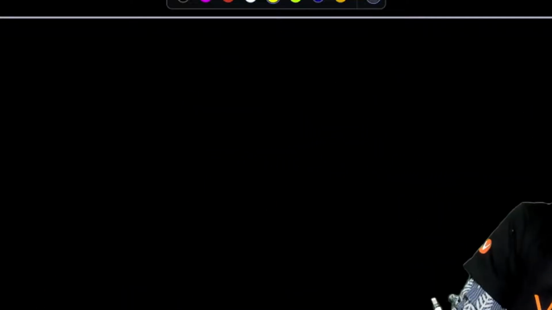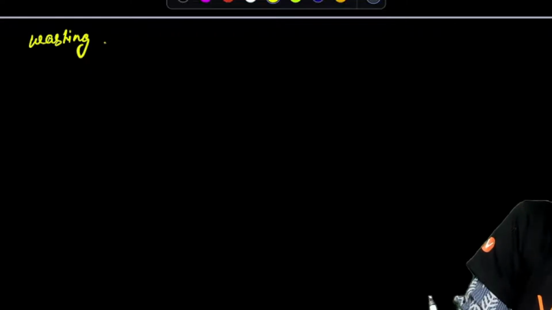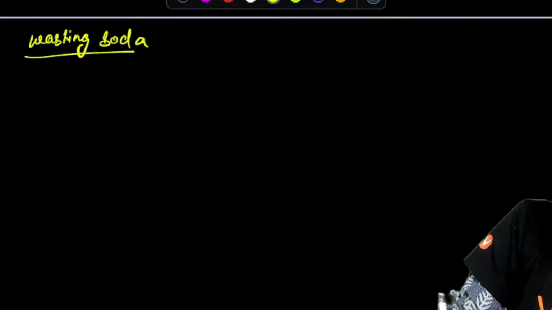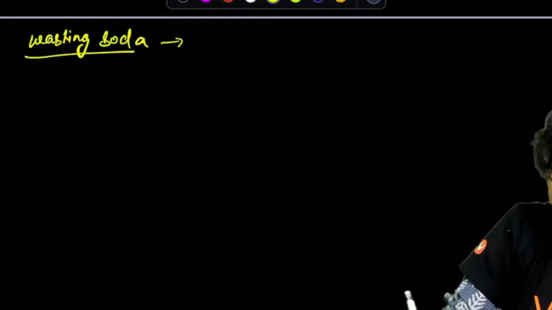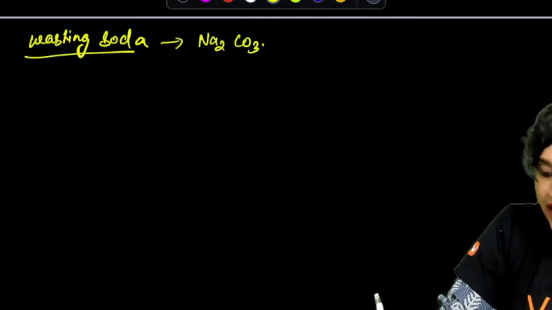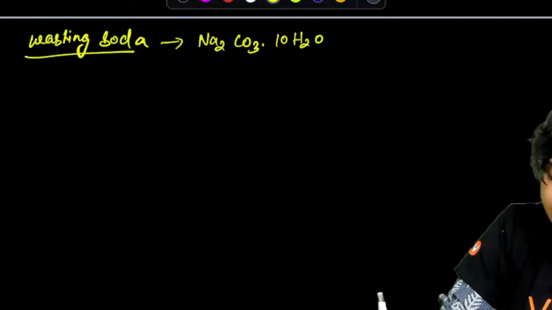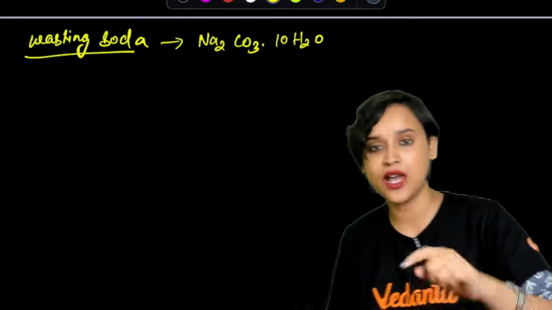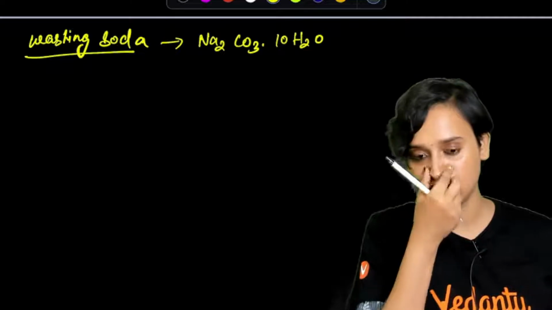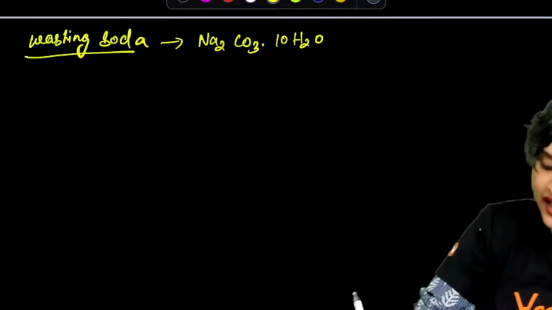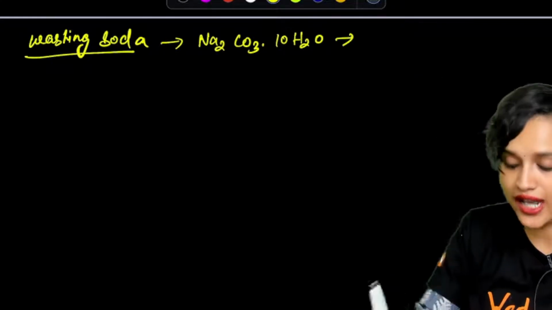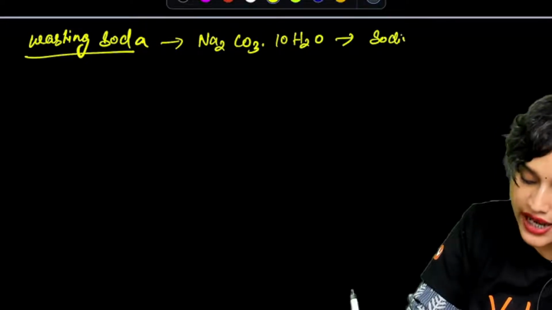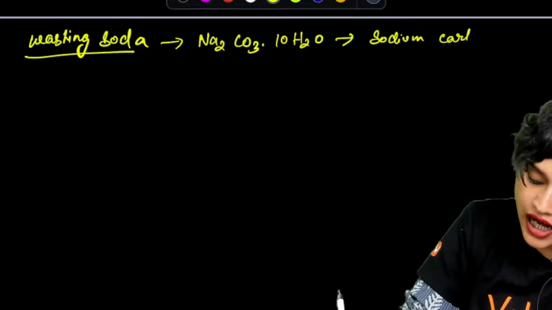So what are we doing? Now we are going to do washing soda. What is washing soda's formula? Washing soda's formula is Na2CO3.10H2O. It is a decahydrate, because there are 10 water of crystallization. This is also called sodium carbonate.